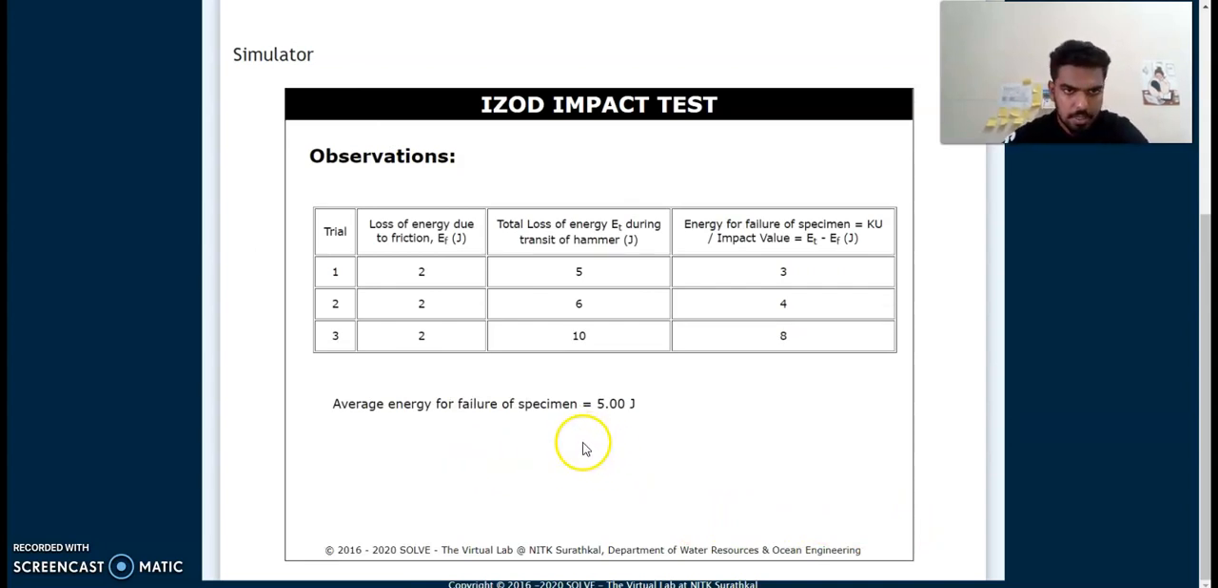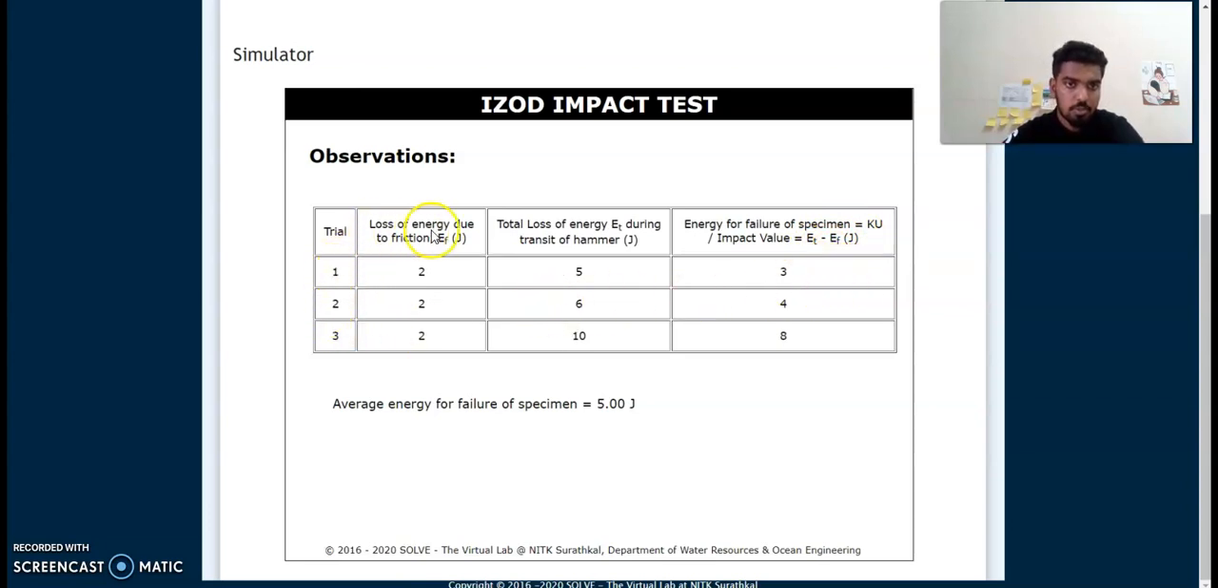So we move to observation. We have the trial, loss of energy due to friction, total loss of energy during transit of hammer, and energy for failure of specimen, which is equal to the impact value in joule. In trial 1, loss of energy due to friction is 2, loss of energy during transit of hammer is 5 joule, and energy for failure of specimen, the impact value, is 3 joule.